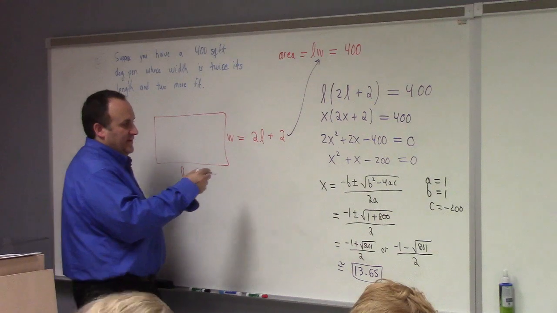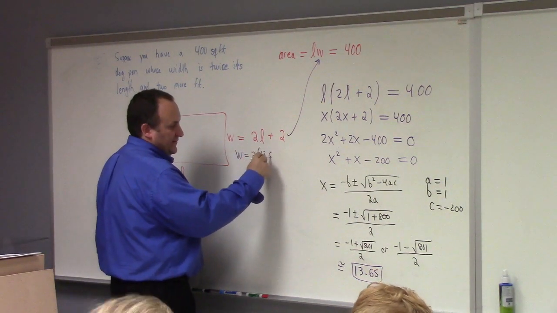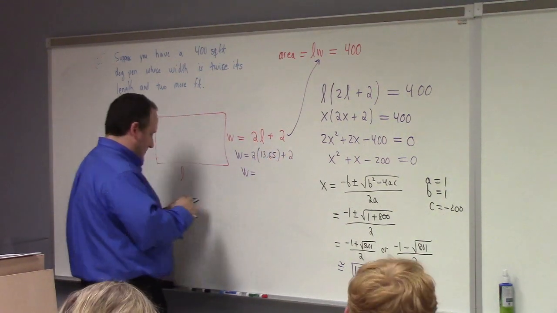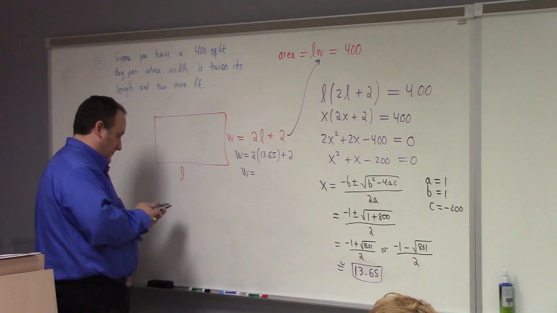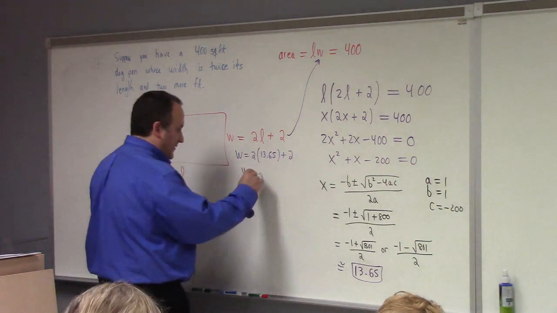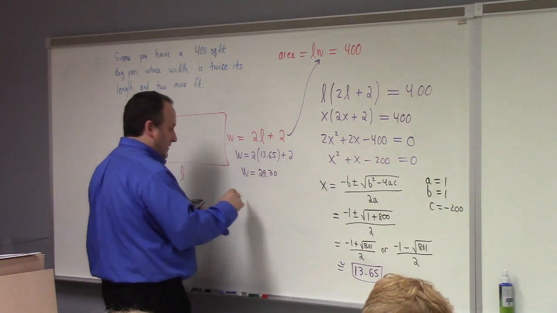So if that's the case, what's the width? Twice 13.65, right? Plus 2, so the width is 29.30-ish.